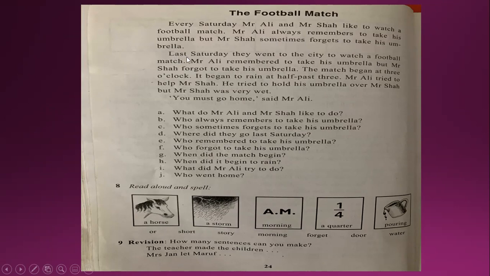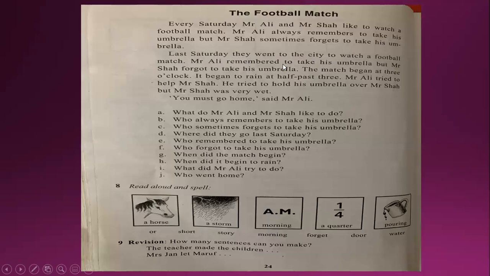But when we talk about the time which has gone, the past, we use the second form of the verb. What is the second form of the verb? At the end of this lecture, I will tell you. Then you have to learn these forms of the verbs. Okay? For now, let's read it and look. Watch this. Here is the word went. This is the second form of the word go. Because we talk about last Saturday, we use the past tense here. Went. They went to the city to watch a football match.